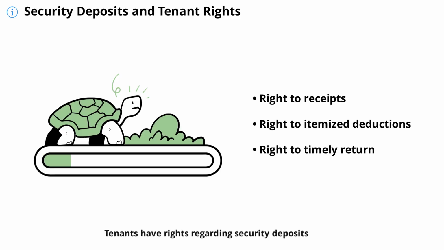Tenants have rights regarding security deposits, including the right to receive a receipt, an itemized list of deductions, and a timely return of their money. If you feel your rights have been violated, contact your local housing authority or seek legal advice. Knowing your rights helps you protect your interests.